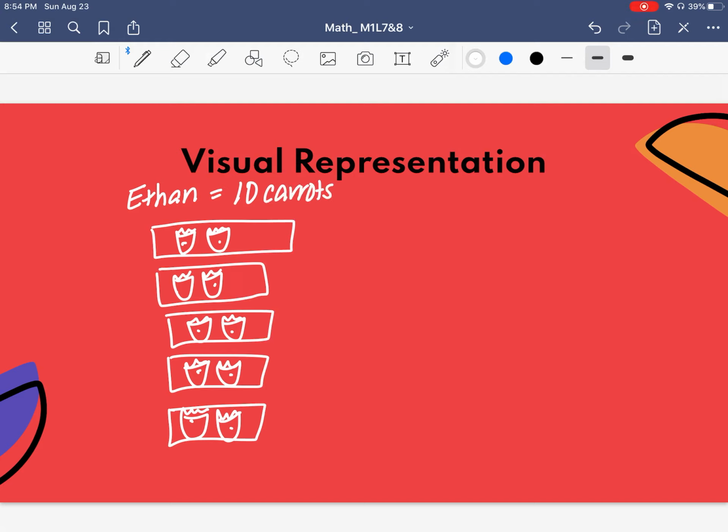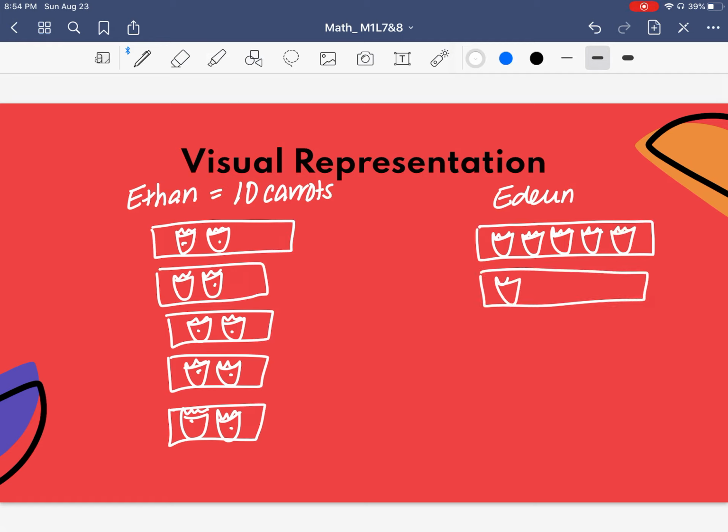Then what about Eden? Eden has only 2 baskets. However, in each basket, he has 5 carrots inside. So this is his first basket, and here is his second basket. Now let's count how many carrots he has. 1, 2, 3, 4, 5, 6, 7, 8, 9, 10. Oh, he also has 10 carrots.